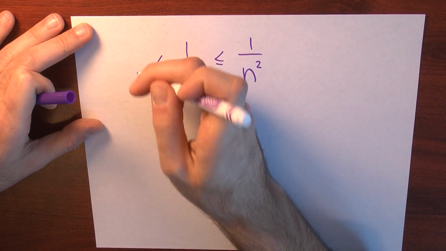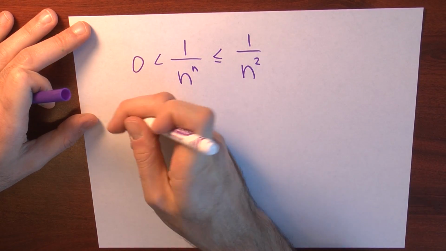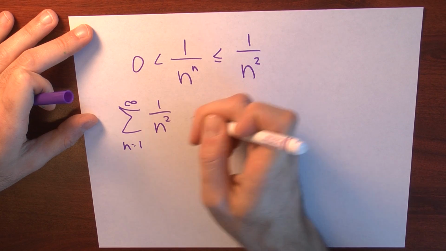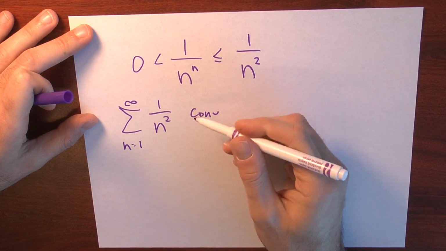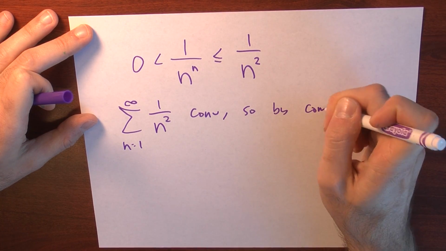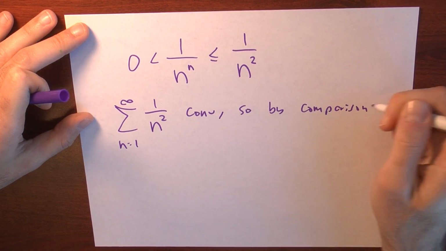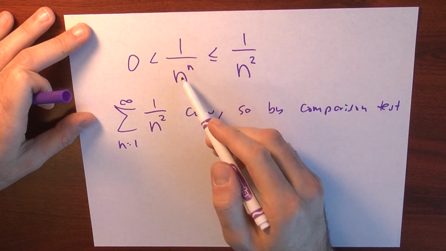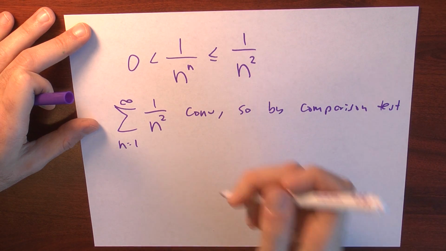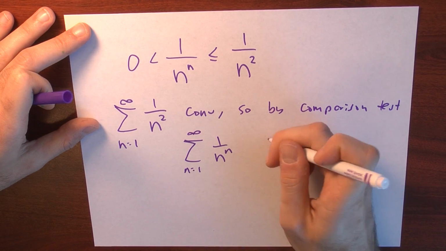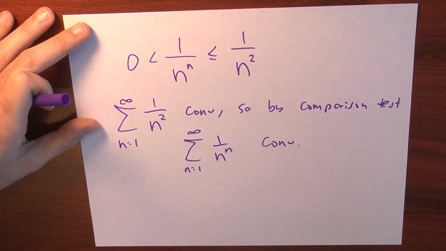Well, 1 over n to the n, as I've already pointed out, is positive. And I know that the sum, n goes from 1 to infinity, of 1 over n squared converges. That's a p series with p equals 2. So by just the comparison test, I've got a series now which is term-wise less than a convergent series. So by the comparison test, the sum of 1 over n to the n, n goes from 1 to infinity, converges as well. And that's why I'm not so impressed with the root test.